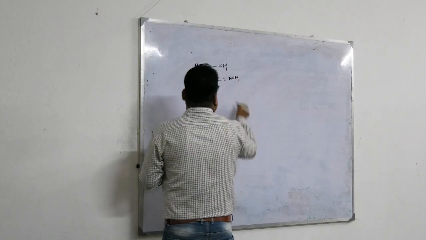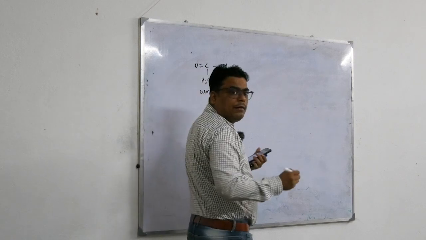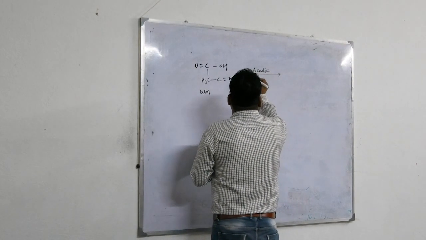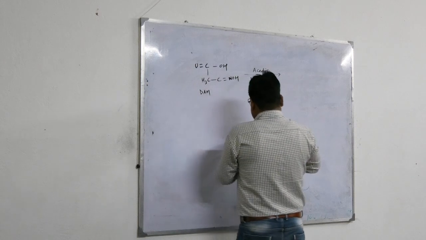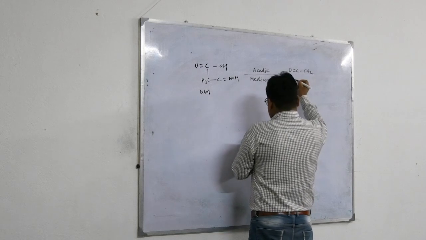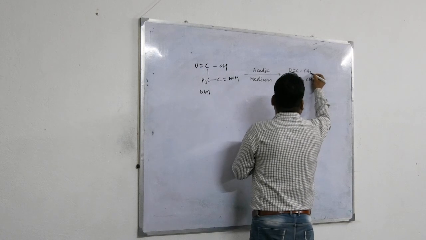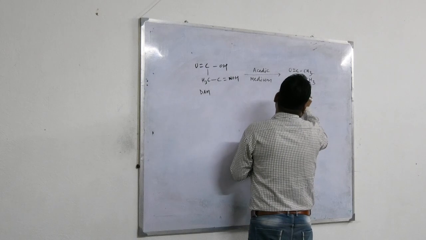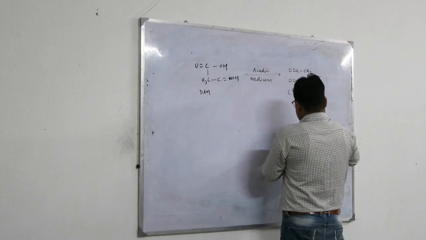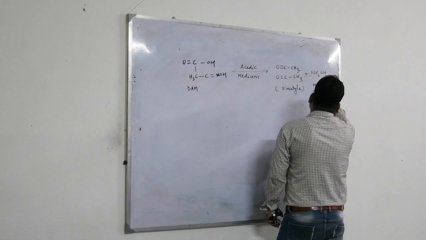This is NOH. This is the structure of DAM. When DAM reacts in acidic medium, it is converted into diacetyl, CH3-CO-CO-CH3. This is called diacetyl plus hydroxylamine, it is called monoxide. Okay.